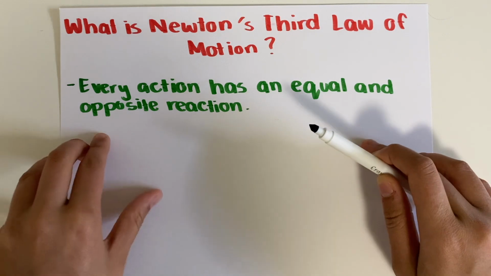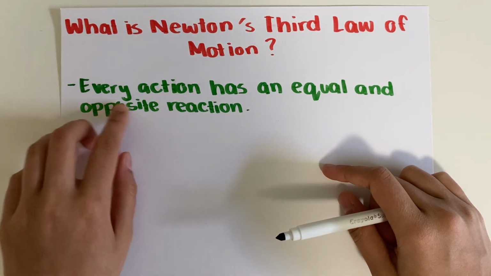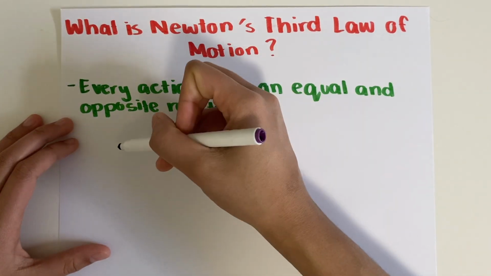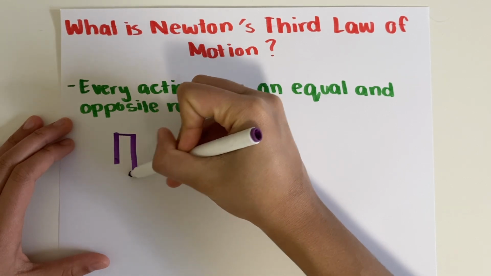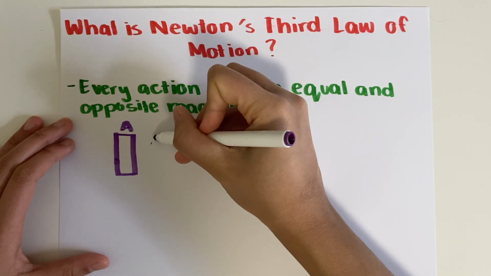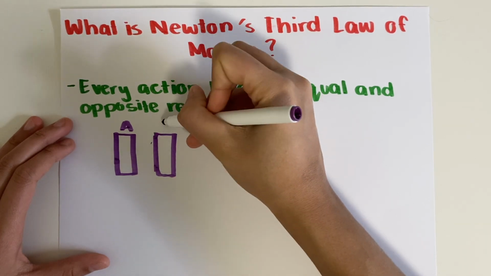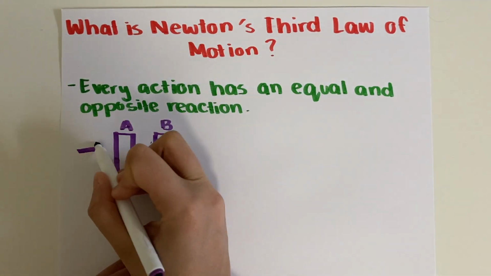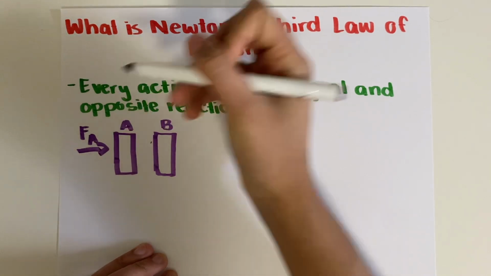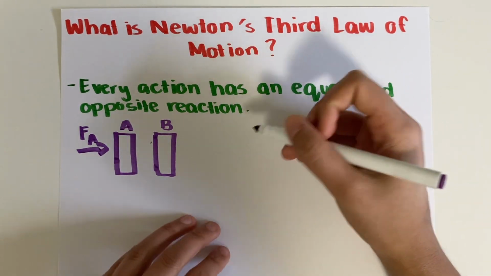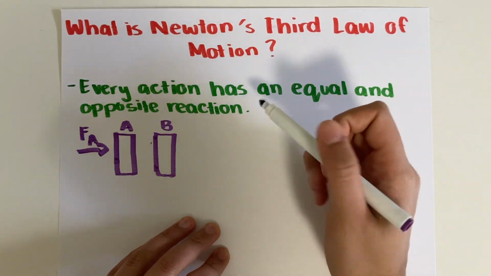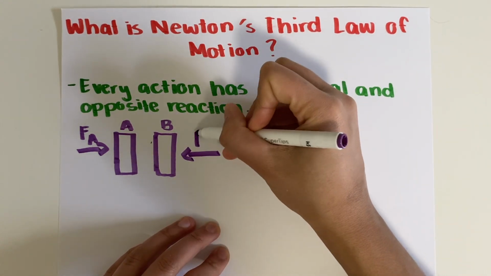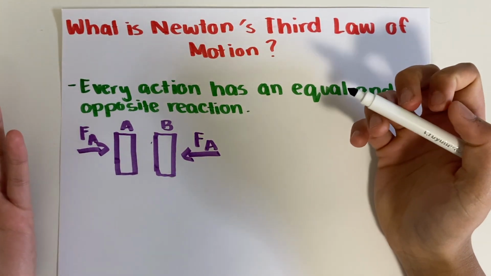Well, the textbook definition is right here. Basically, it says every action has an equal and opposite reaction. What does that mean? Well, let's see. Let's say we have object A and we have object B. And object A and object B collide. That means object A, let's just call it Fa, is exerting a force of Fa on object B. And according to Newton's third law of motion, object B will exert an equal and opposite force back on object A. That's basically what Newton's third law of motion is.